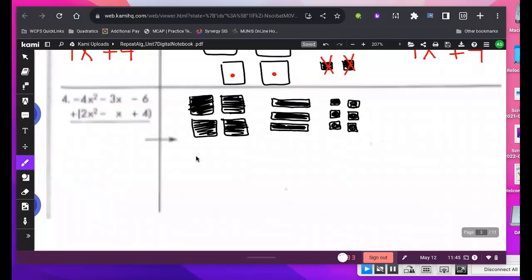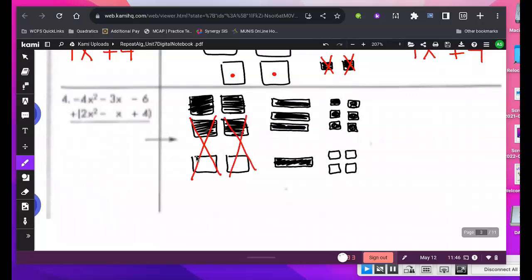And then the second polynomial says 2x to the second power. So I'm going to have 2 of the big x to the second power tiles, but they're not going to be shaded in because they're positive. Minus x. So I'm going to have another long shaded in x tile. And then plus 4. So I'm going to have 4 little bitty tiles, but they're not shaded in because they're positive. Now, any of the ones that I can cancel out, we can cancel a positive with a negative. A positive with a negative.